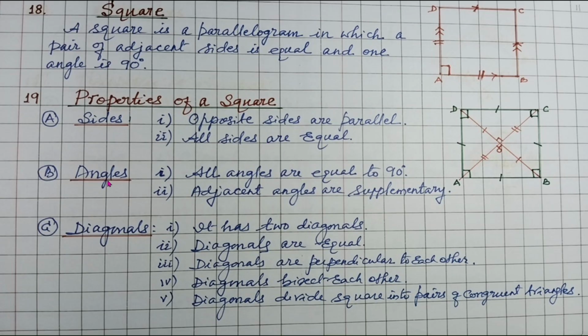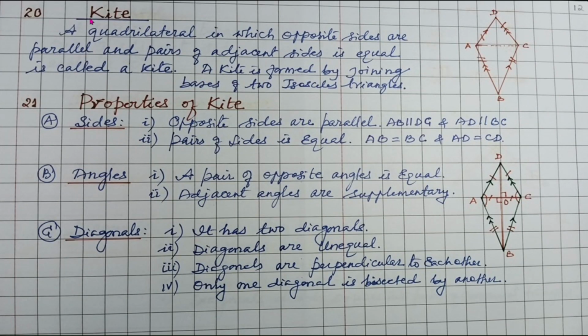In terms of angles, all angles are equal to 90 degrees, adjacent angles are supplementary. In terms of diagonals, it has two diagonals. The diagonals are equal, diagonals are perpendicular to each other, diagonals bisect each other, diagonals divide squares into pairs of congruent triangles, and these are the properties of a square. Remember that. Now coming to the kite.